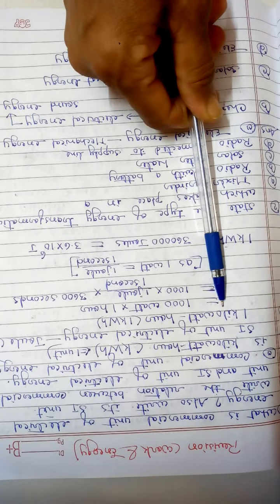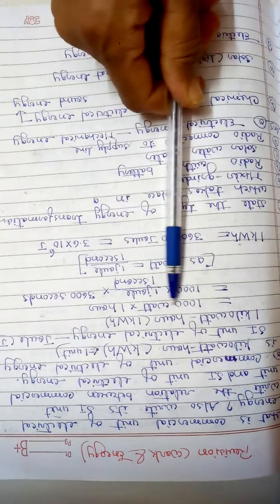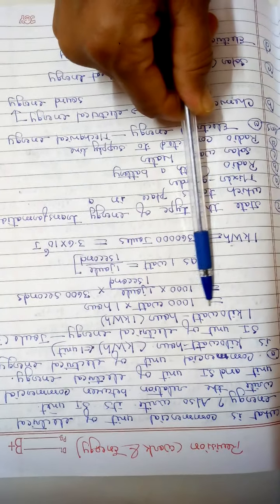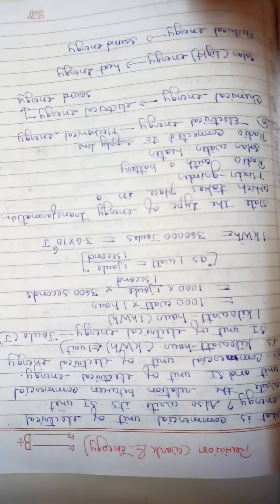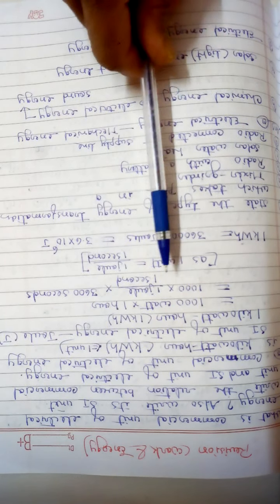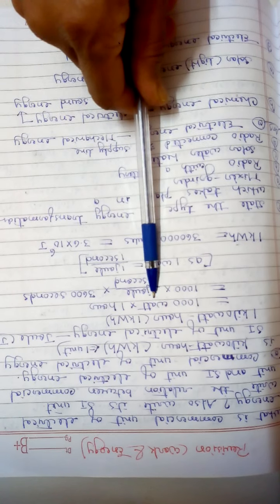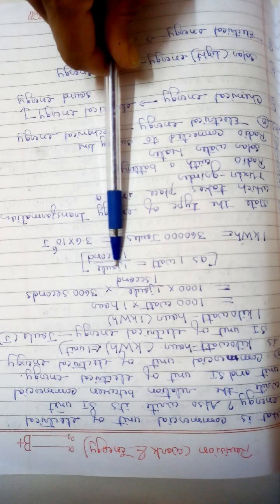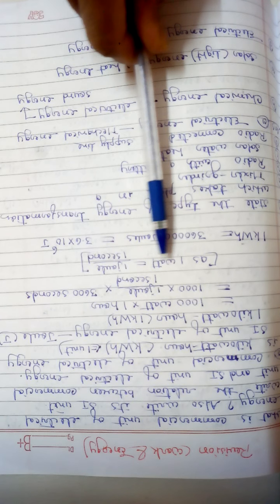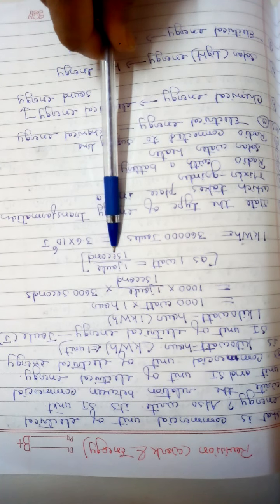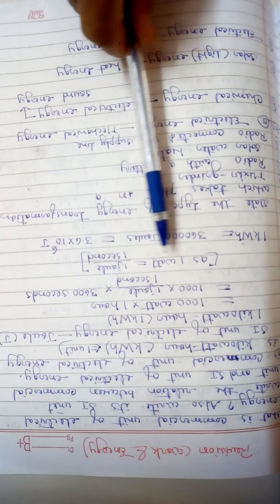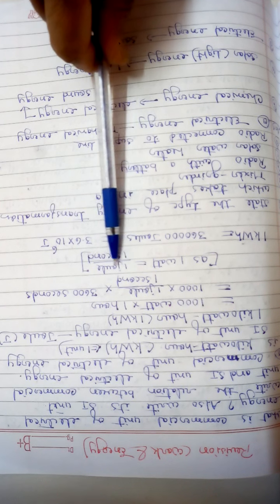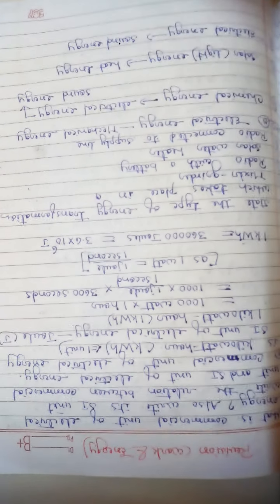Part B. Now 1 kilowatt hour can be written as 1000 watt into 1 hour. Here we have converted 1 kilowatt into 1000 watt. Now again, what is the unit of power? Power is actually the rate of doing work, in which we can write power equals W upon T. W is work and T is time.